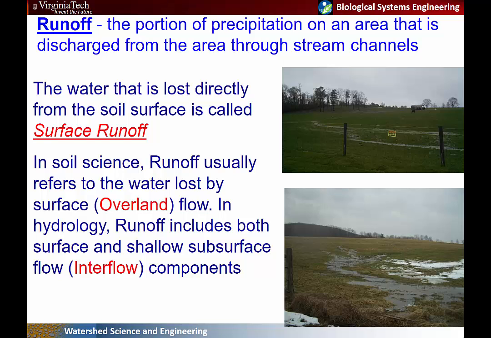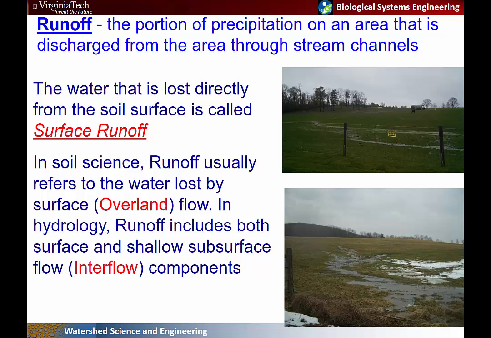So we can define runoff sort of in two different ways, and it really depends on your field. The water that is lost directly from the soil surface is called surface runoff. And in these images, you can see this water right here. That would be surface runoff. Now, in soil science and agronomy, runoff is usually referred to as the water lost by that overland flow, so direct surface runoff.